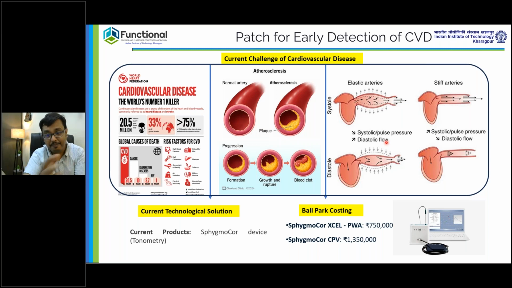Now there are some solutions available in the market, like this particular current product, using the tonometry technique, and if you look into the ballpark costing, I don't know if any international audience is there today, but I have quoted it in Indian rupees. Roughly, for euro you can divide this number by 90, or for pounds you can divide it by 100. So these are expensive.